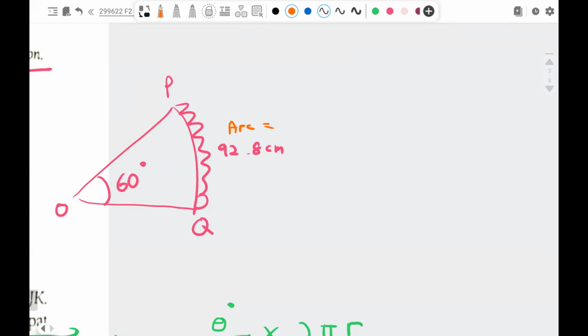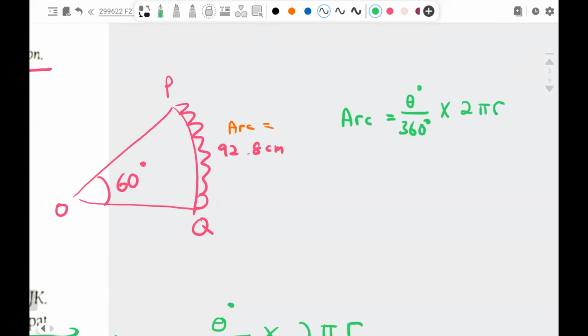How about Joe and Kaishan? Is it hard to type? Don't you know how to type out the symbol? Okay, like I do: arc equal to the degree over 360 times 2 pi r.